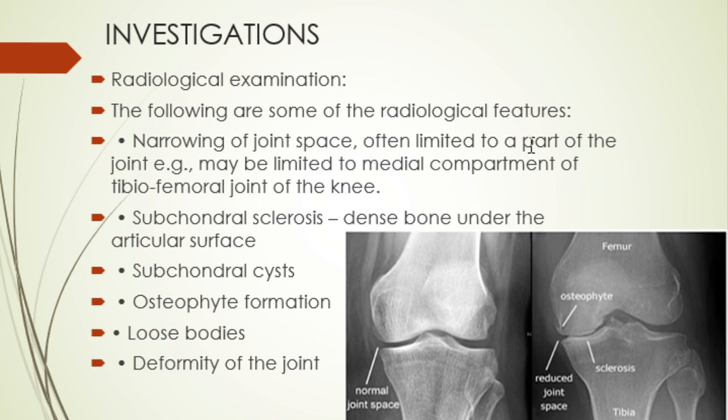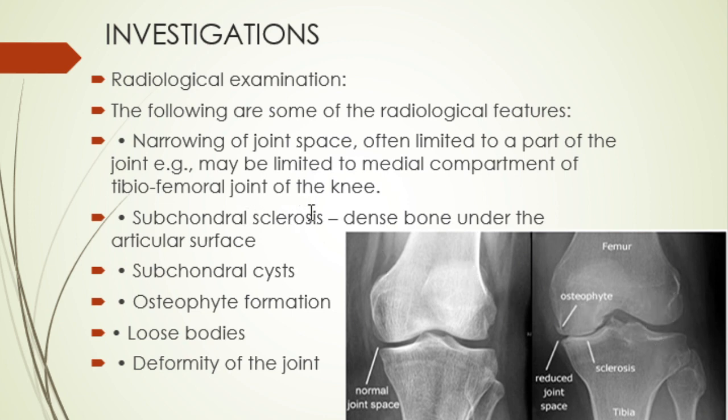Often it is limited to a part of the joint, for example the medial compartment, that is the tibiofemoral joint of the knee, which is nothing but the varus deformity. One compartment of the joint is involved, the other is not involved. Here we cannot see any space, that is, this part is affected by osteoarthritis. Here the space is present, that is, here the cartilage is okay.